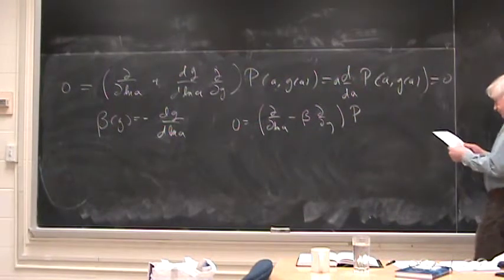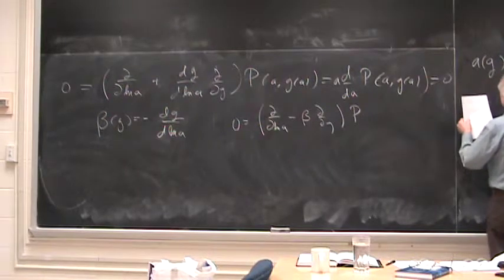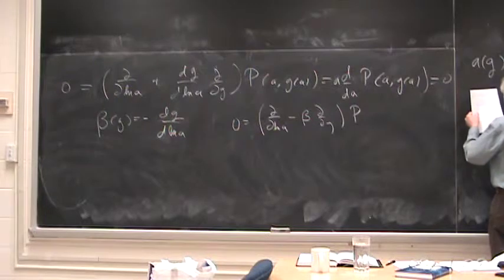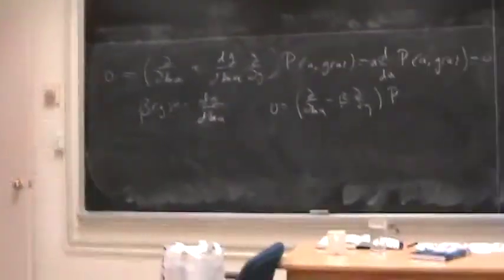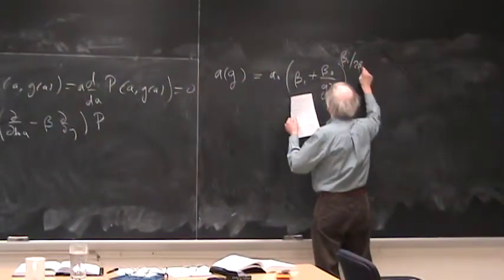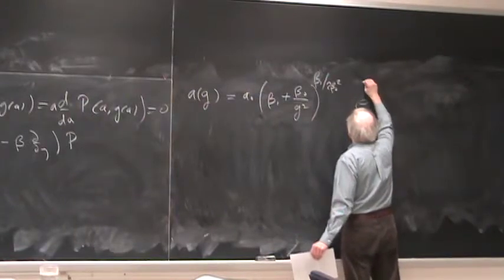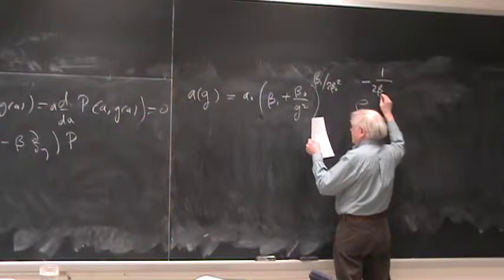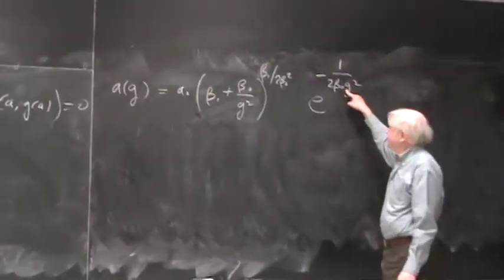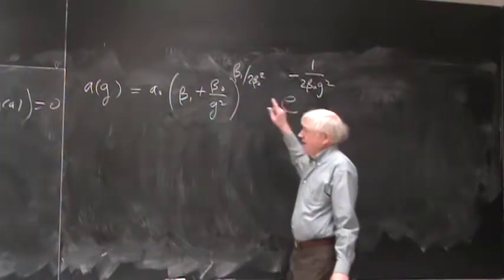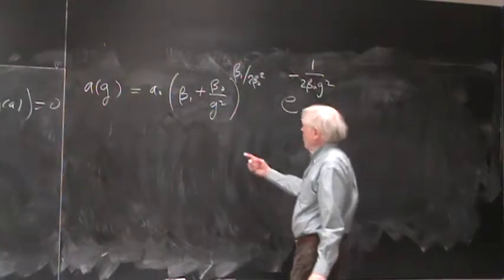Then there was another typo here. We get that a of g, so I'm skipping ahead from what I did last time, is effectively some a0 times (beta 1 plus beta 0 over g squared) to the beta 1 over 2 beta 0 squared. And then the crucial term, e to the minus 1 over 2 beta 0 g squared. I call this the crucial term because as we let the coupling go to 0, this term has an essential singularity at g equals 0, and it shoves the lattice spacing to 0 like nobody's business. Really, really fast. It overwhelms this factor here.